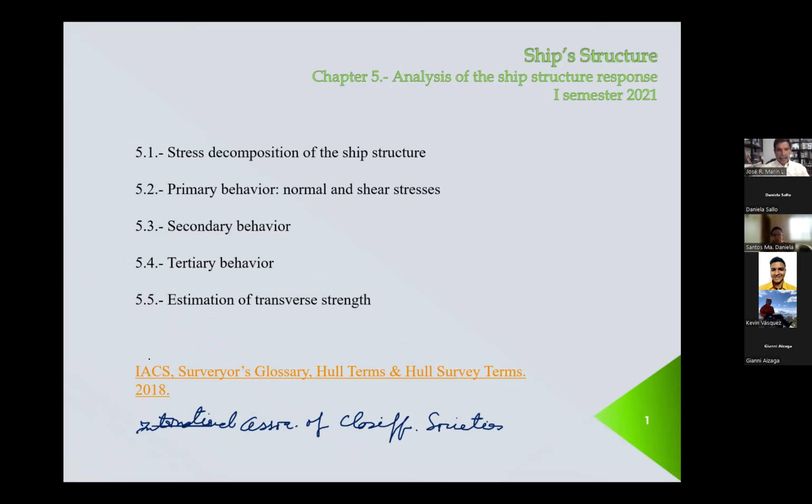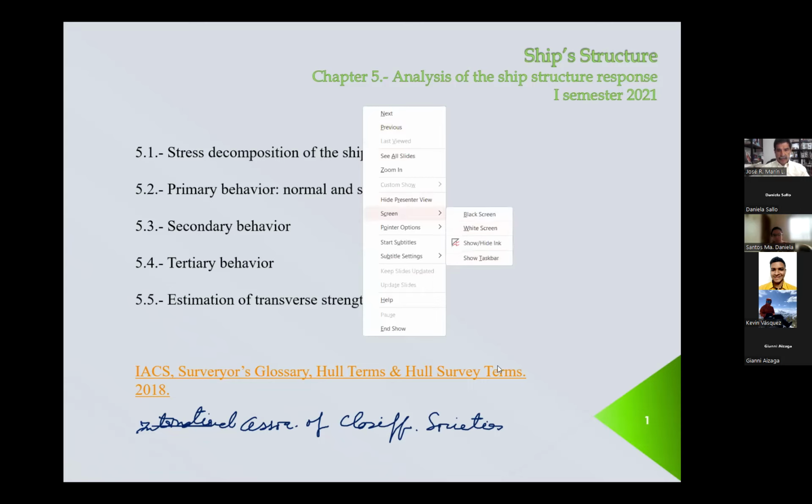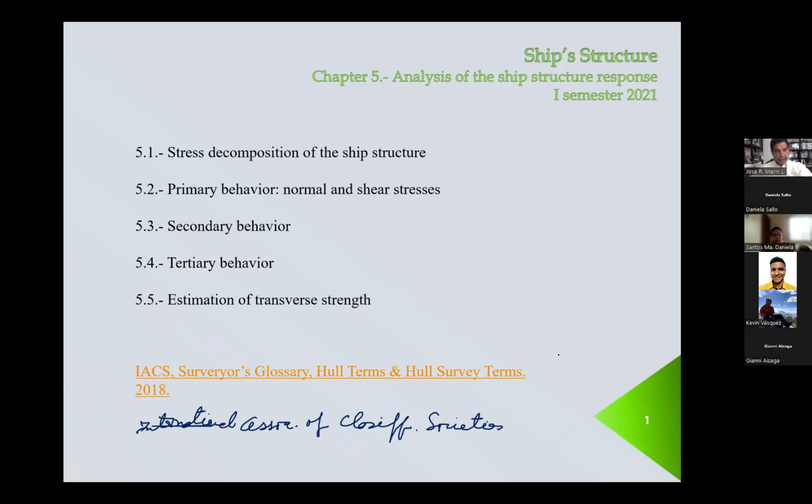Now, this publication from IACS, as you can see, is a glossary of terms, okay? And what I'm going to do in this class is post this in the aula virtual, and I will ask you to review some of this terminology, right? So you will be responsible for reviewing the basic terminology on hull terms, okay? Not on hull survey, hull terms, okay? Let me show you just a little bit.